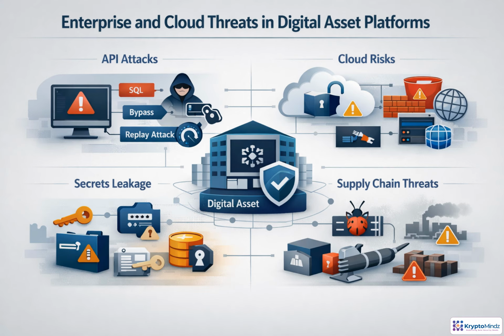Digital asset security is not limited to smart contracts or wallets. Many real breaches still use familiar enterprise paths: weak APIs, exposed cloud services, leaked secrets, and compromised software suppliers. Treat the platform as a layered system, with trust boundaries between users, services, infrastructure, data, and vendors. Each boundary needs authentication, authorization, monitoring, rate limits, secure configuration, and key protection. Blockchain controls reduce one class of risk. Enterprise discipline reduces the rest.